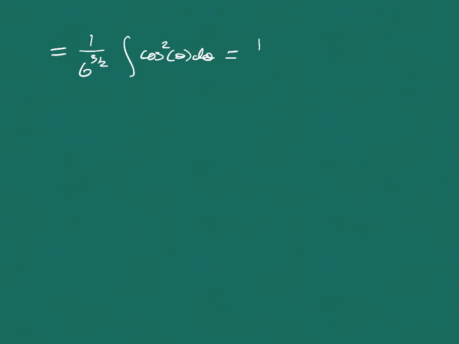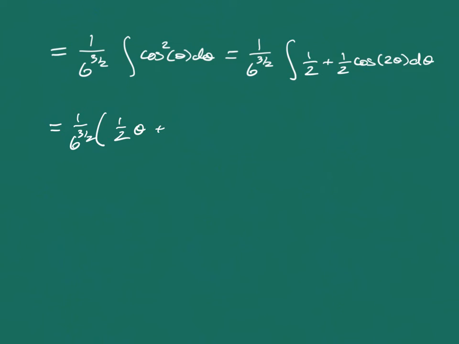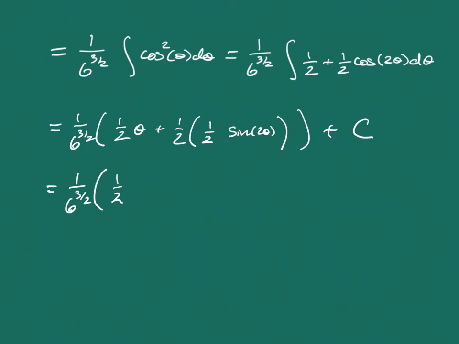And so our integral becomes a 1 over 6 to the 3 halves integral of, with our power reduction formula, 1/2 plus 1/2 cosine of 2 theta d theta. And so our integral, a 1 over 6 to the 3 halves, I have a 1/2 theta plus a 1/2. So I'll have a sine of 2 theta. And then my chain rule would give me a 2, which I kill off with another 1/2. And then finally, my arbitrary constant. And so I get a 1 over 6 to the 3 halves, 1/2 theta, plus 1/4 sine of 2 theta, plus c.